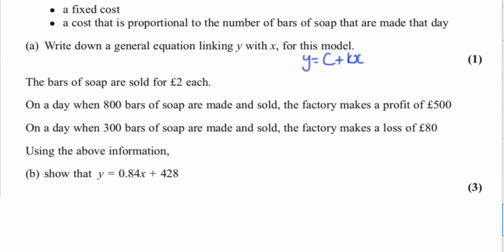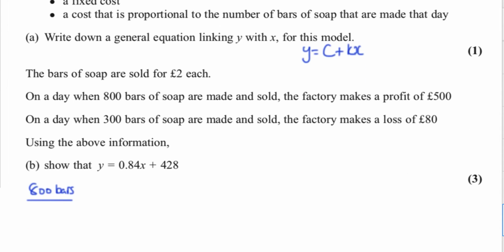It says the bars of soap are sold for £2 each. On a day where 800 bars of soap are sold, the factory makes £500 profit. On a day where 300 bars of soap are sold, the factory makes a loss of £80. So if we look at the 800 bars, if it makes 800 bars of soap and sells them for £2 each, then it's going to collect in £1,600.